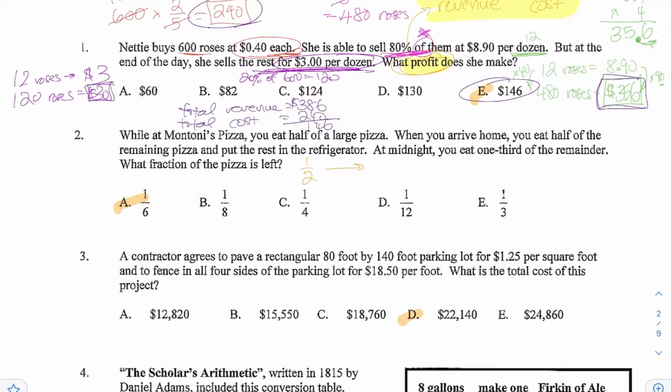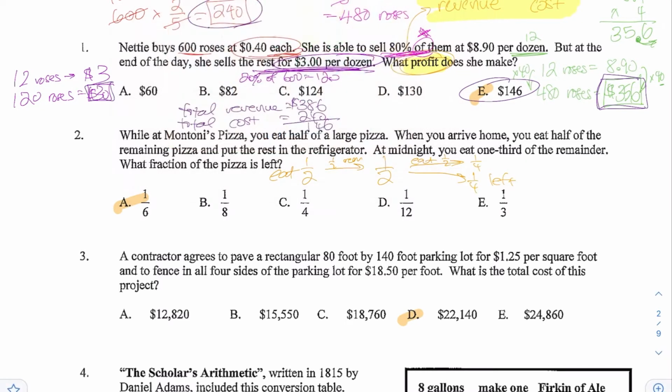But when you get home, you eat 1/2 of the remaining. So half of the remaining is going to be, well, just 1/4. So you eat half, and then you have half remaining, which is 1/2. Then here you eat 1/2 of 1/2, which is 1/4. So that means there's 1/4 left.